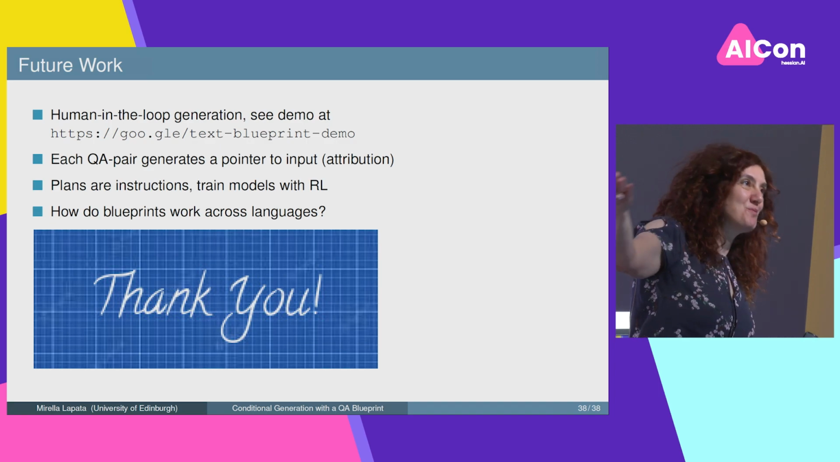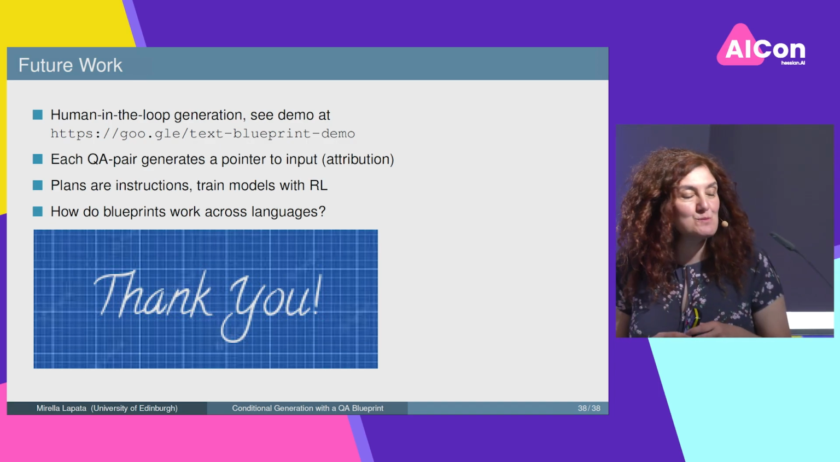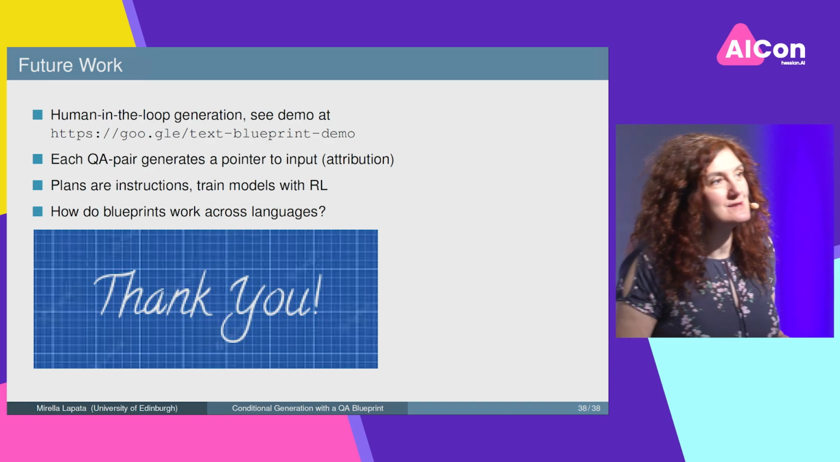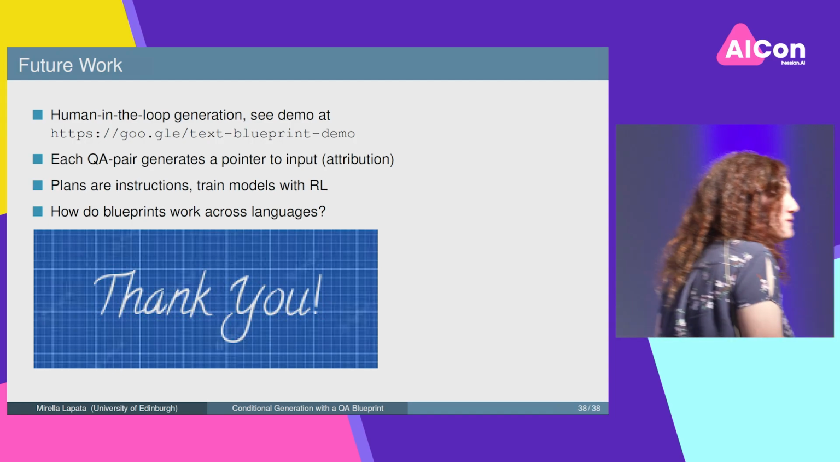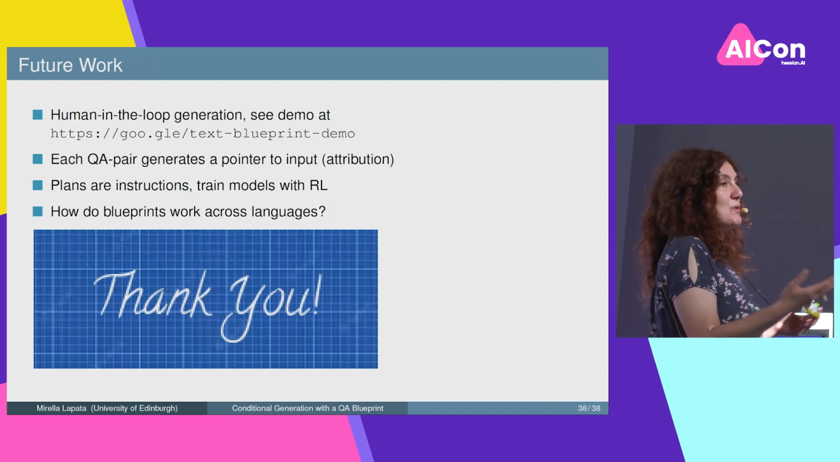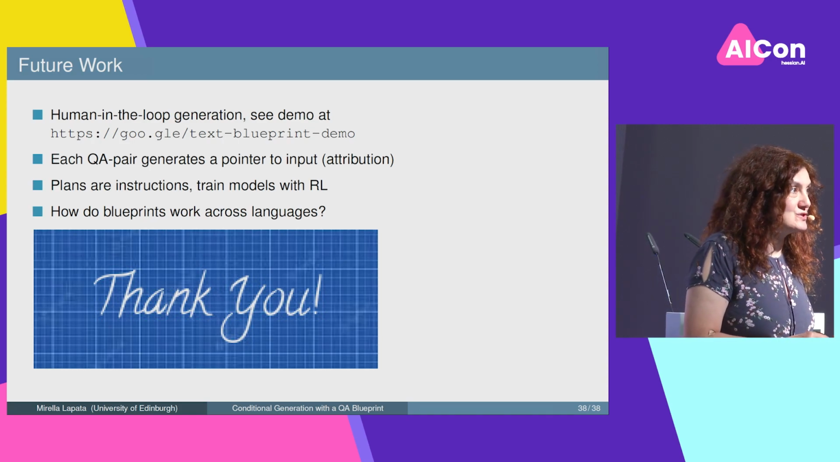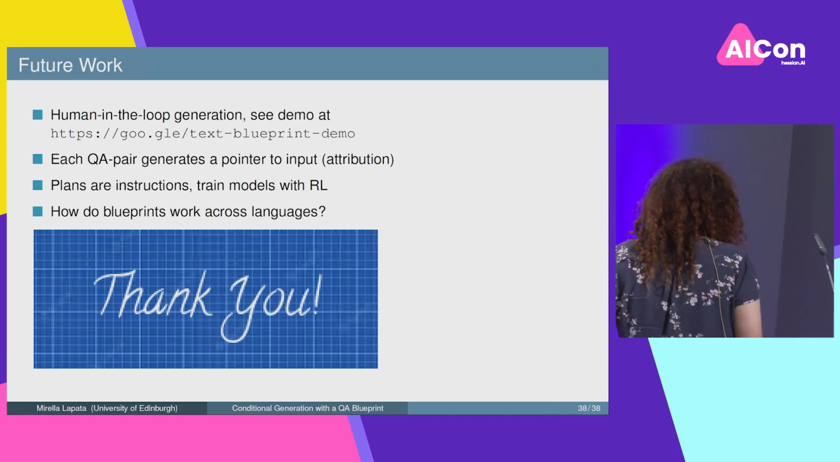And of course, another problem, how do these blueprints work across languages? It's fine if you do it for English, where there's all these question-answering tools, but what if I had Bengali or some other language? So this is, again, future work.